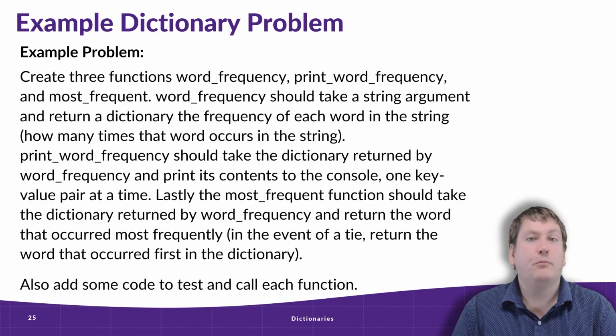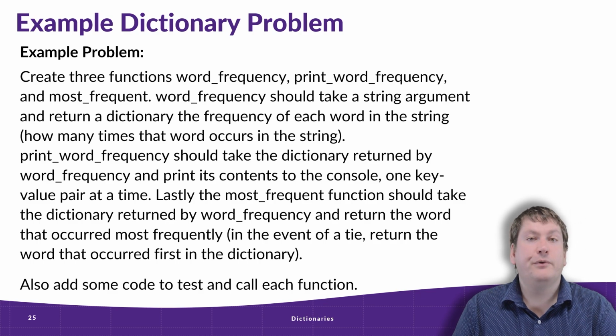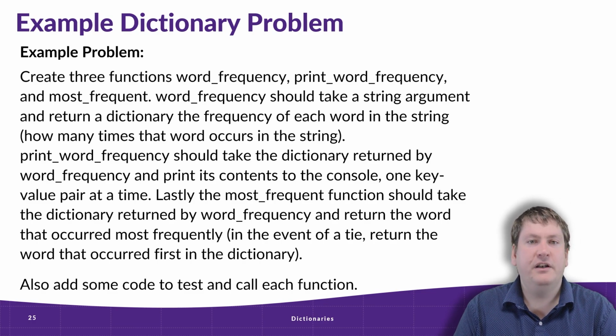So 3 functions. Word frequency is going to create a dictionary that calculates all those word counts. Print word frequency can print out that dictionary to the console. And most frequent word is going to search through that dictionary and return the word that occurs most frequently, the one that has the largest count. You should also add some code to test the function and to call each function.